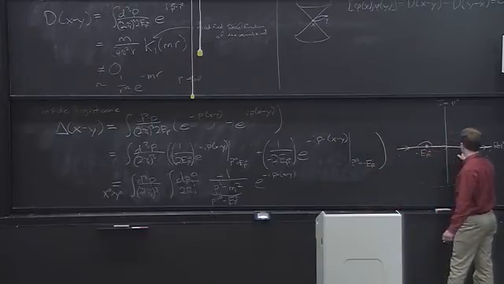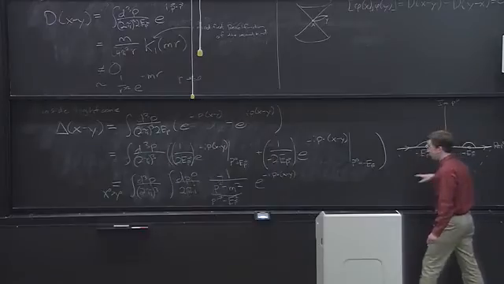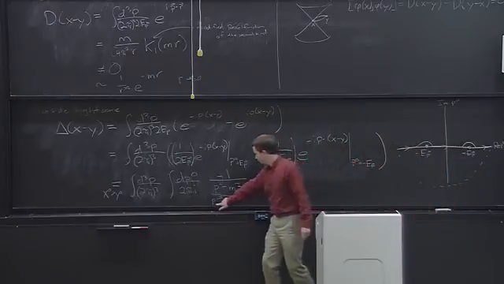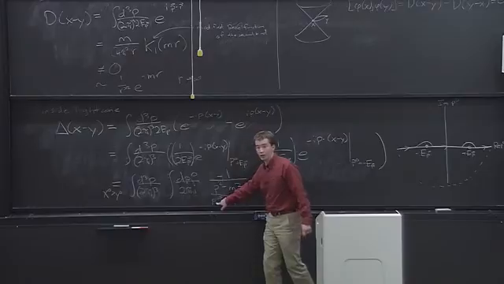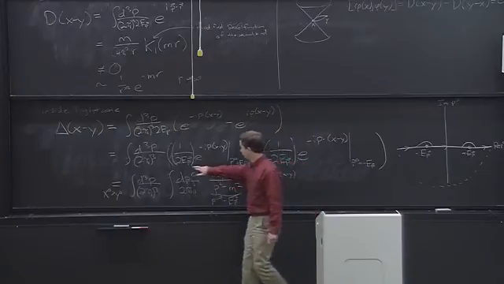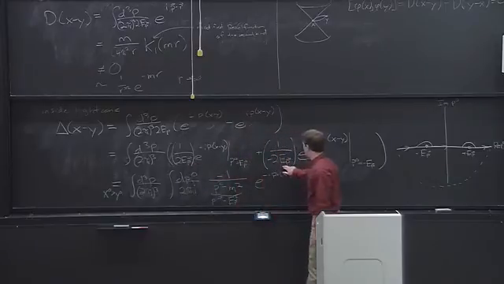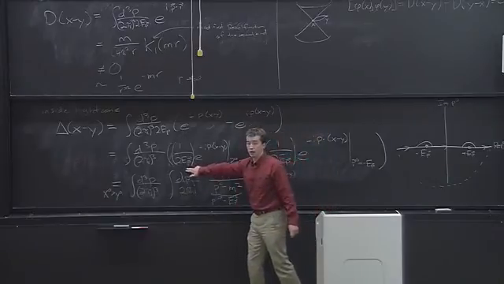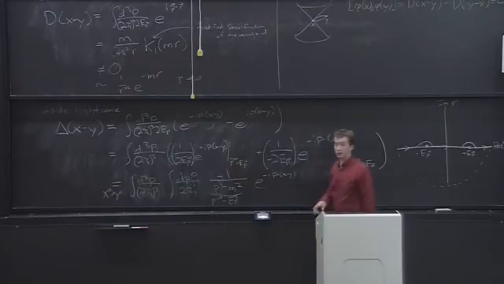And we're enclosing two poles, where p naught is equal to plus or minus E_p. And the terms here just come from the residues at plus E_p and minus E_p.